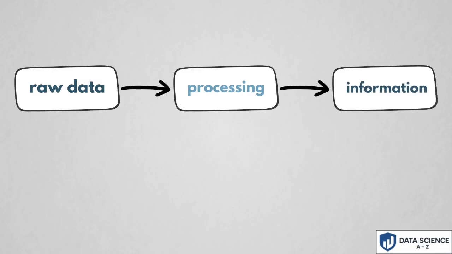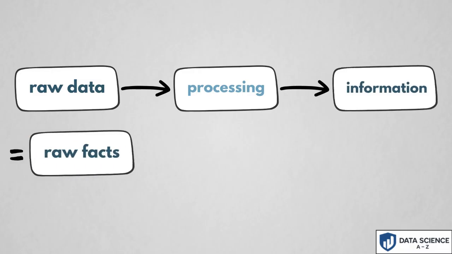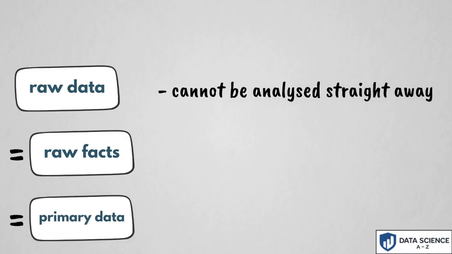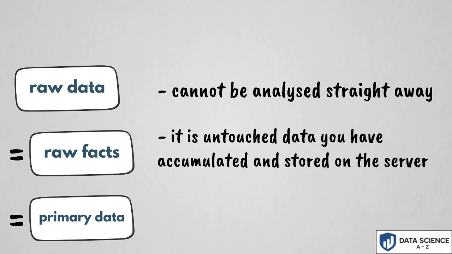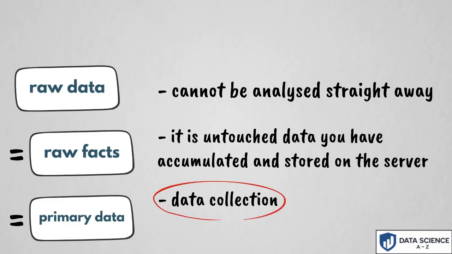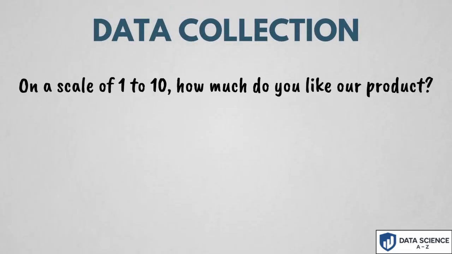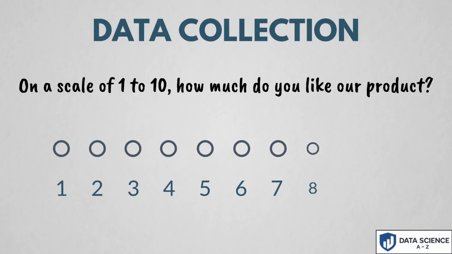Great! Raw data, also called raw facts or primary data, is data which cannot be analyzed straight away. It is untouched data you have accumulated and stored on the server. The gathering of raw data is referred to as data collection. This is the first step. Data can be collected in several ways. One example would be the use of surveys, asking people to rate how much they like or dislike a product or experience on a scale of 1 to 10.